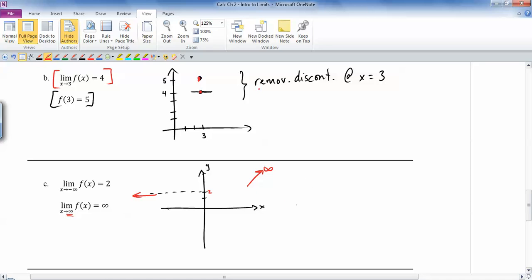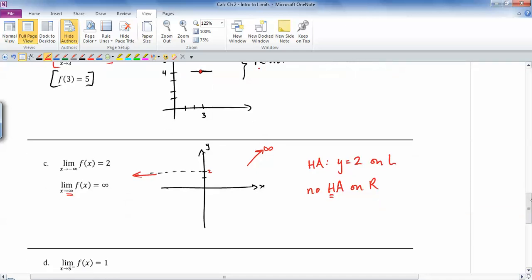Okay, so what does that tell us? That tells us that we have a horizontal asymptote. The first limit tells us we have a horizontal asymptote at y equals 2 on the left side of the graph. And it doesn't really tell us anything about the right side. We definitely don't have a horizontal asymptote on the right side. We might have some sort of curvilinear asymptote over there, or slant asymptote, but all we know is no horizontal. Okay, let's do D.